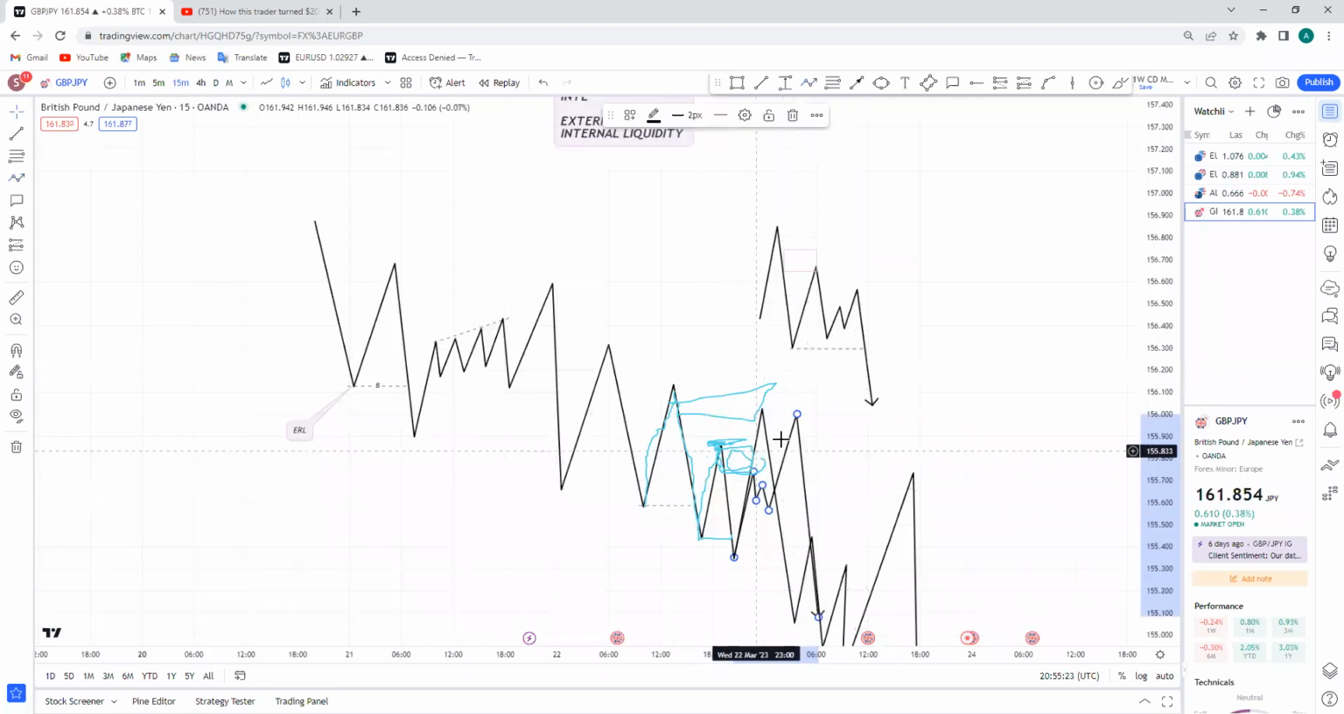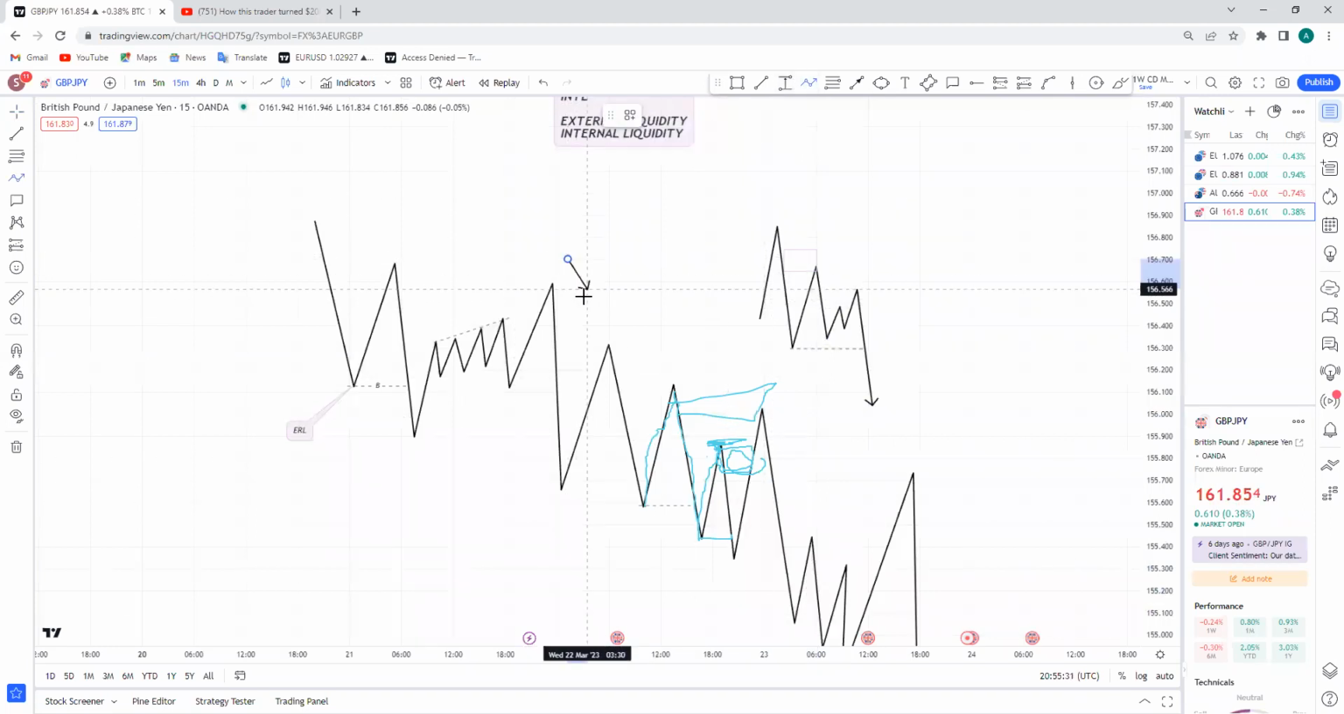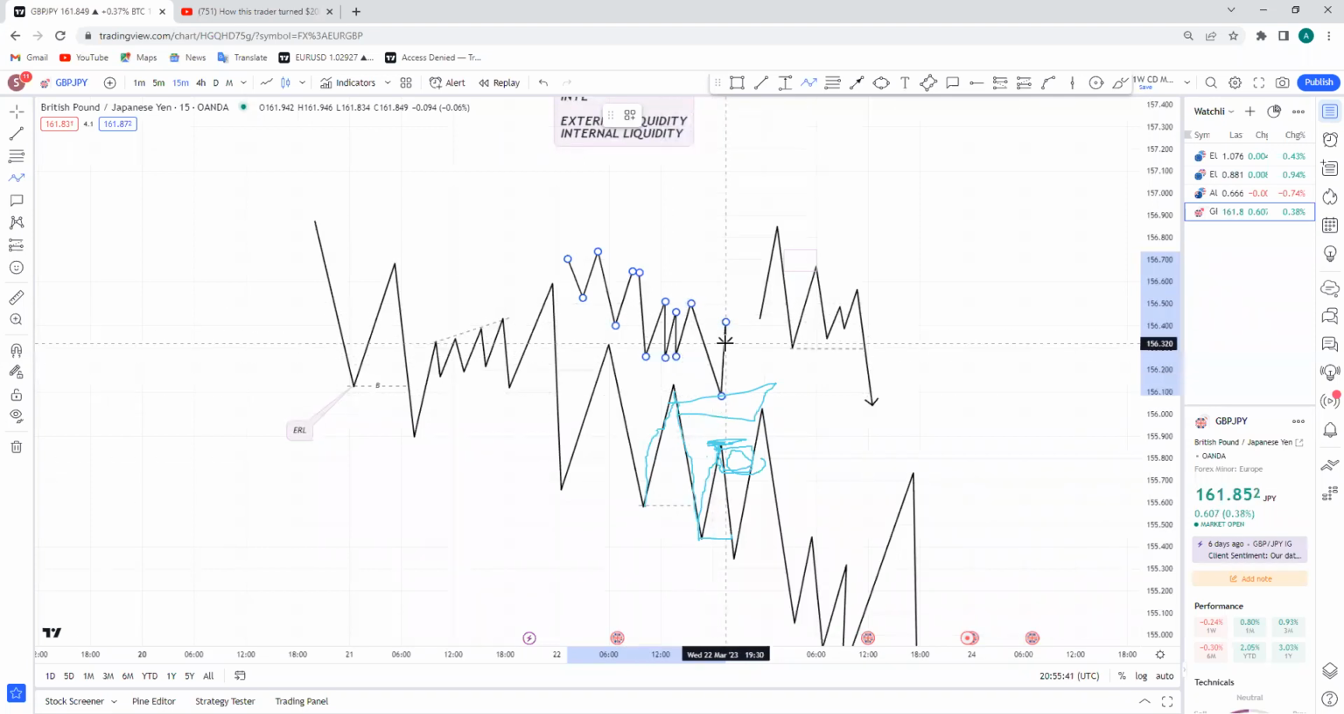The reason is they did not take note of the what? The internal liquidity. And price is meant to what? To clear from external to internal, or from internal to external. From external to internal, from internal to external. That's it. That's how we continue.